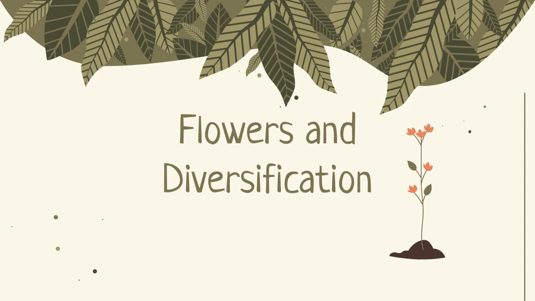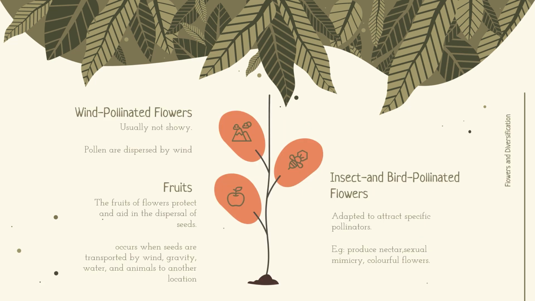So lastly, we will learn about flowers and diversification. As we know, flowers are majorly involved in reproduction of plants. To ensure successful sexual reproduction, the plant requires an effective way for its seeds and pollen to be dispersed. Since there are many ways that pollen and seeds can be dispersed, flowers have adapted into many different types. The flowers can be categorized into wind-pollinated flowers, insect and bird-pollinated flowers, and lastly fruits.